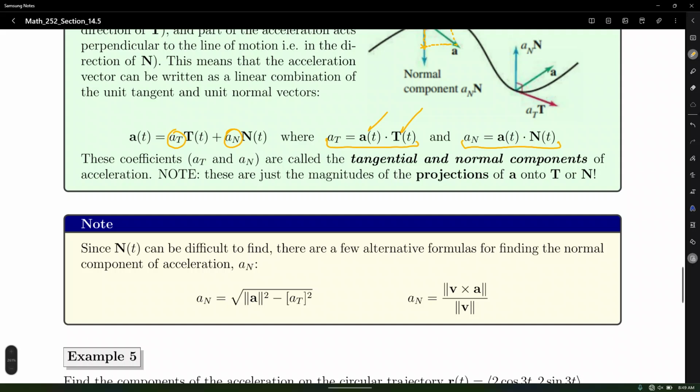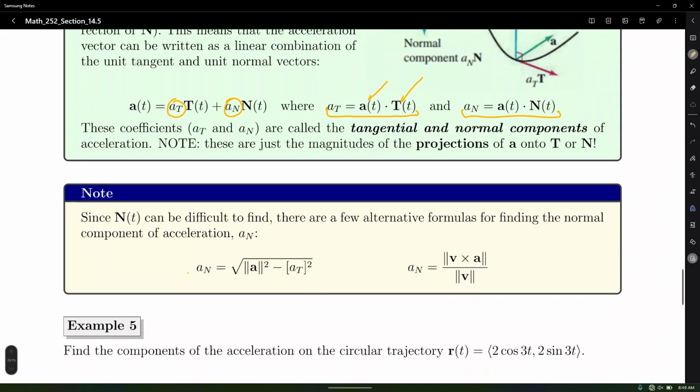Well, luckily there are alternatives to bypass all that process, and here we have a couple of alternatives to find A_N, especially the second version, A_N equals the magnitude of V cross A divided by the magnitude of V. Be careful, you may not want to confuse this with the formula to find the curvature. It looks a lot like it, except that the curvature has a cubic here, not this one.